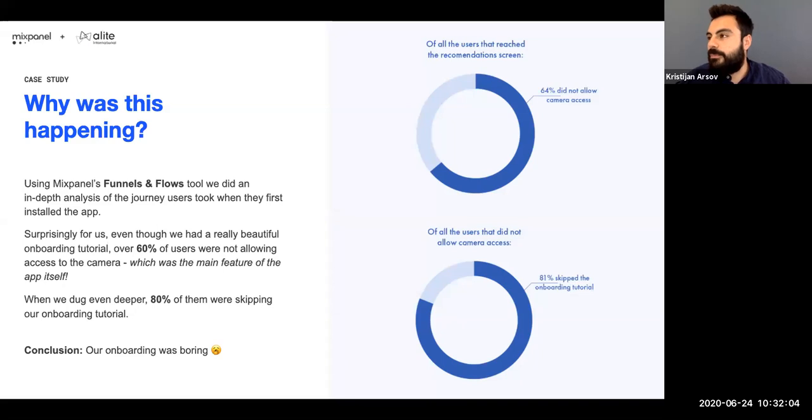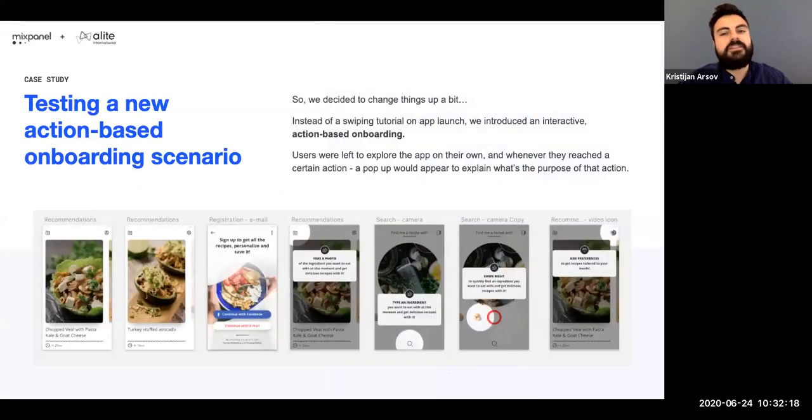And even though we were a bit surprised and a bit offended, to be honest, by this finding, we had to come to the natural conclusion that our onboarding tutorial was actually boring to the users. So we decided to spice things up a bit. Instead of a swiping tutorial on app launch, we decided to introduce an interactive action-based onboarding scenario. So this meant we left users to explore the app on their own, scroll around it, see what features it has.